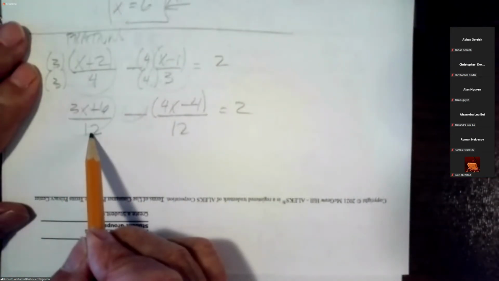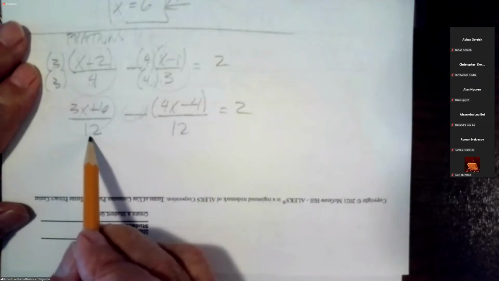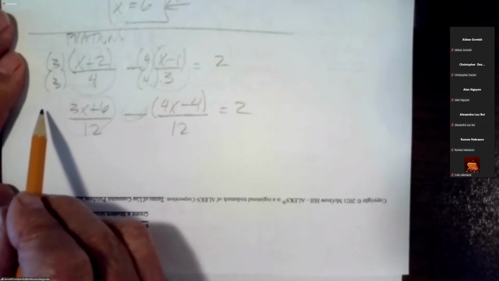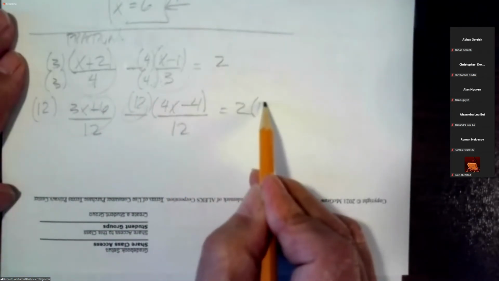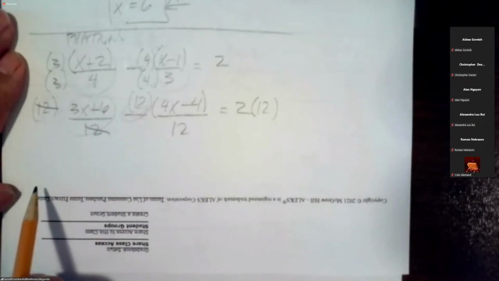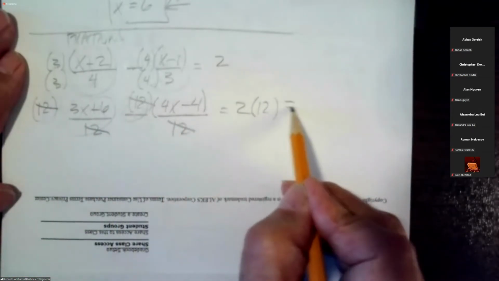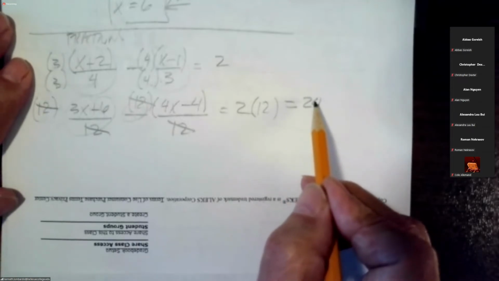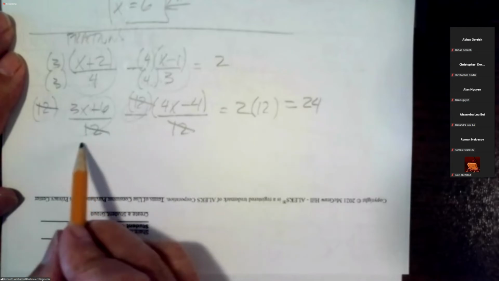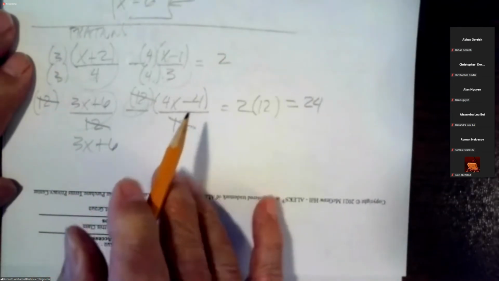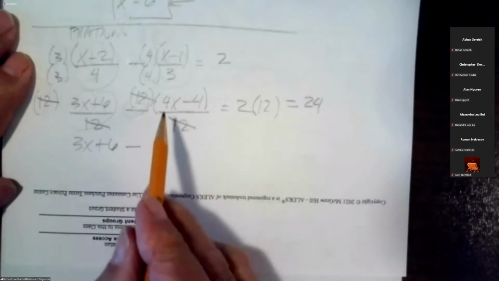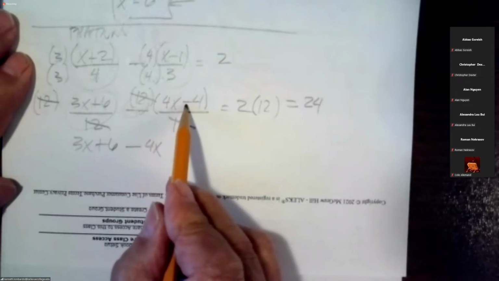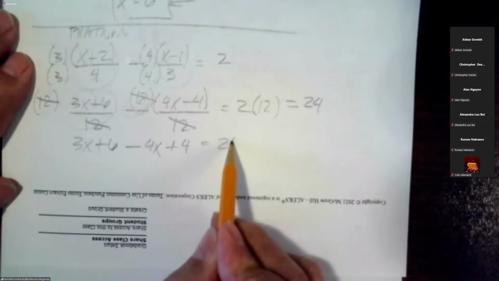So now on the left side, I have my fraction here and a fraction here, and they're both over 12. So if I multiply everything on the left side by 12 and the right side by 12, that 12 will cancel, that 12 will cancel, and that becomes 24, doesn't it? So now I have 3x plus 6 minus 4x minus 4. So I'll distribute this negative. So that's negative 4x. Negative times a negative is a positive 4 equals 24.